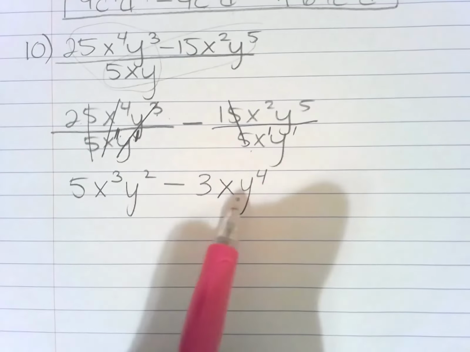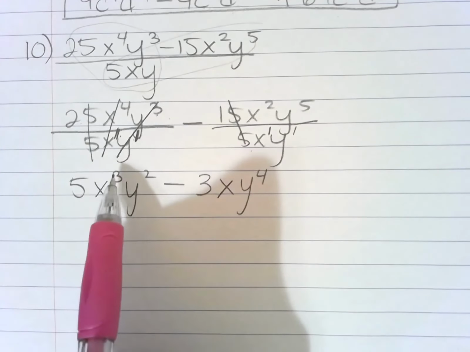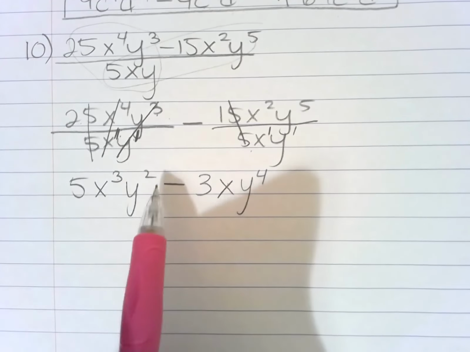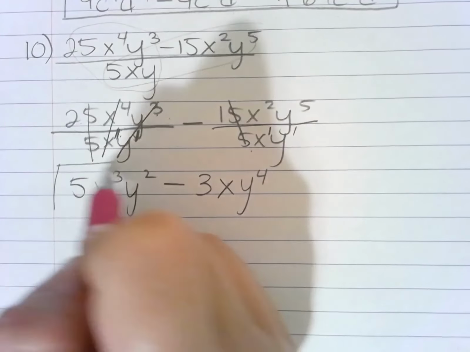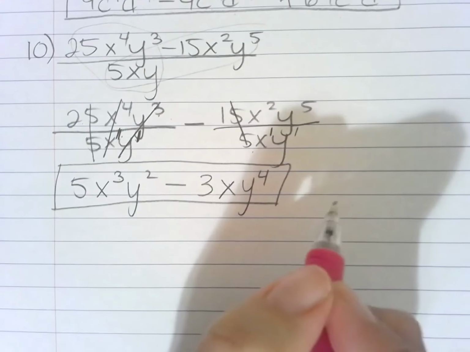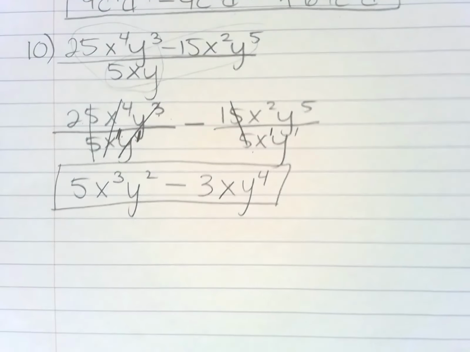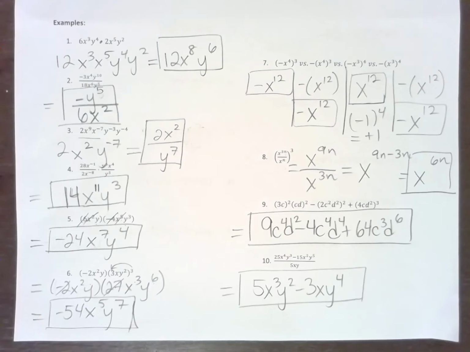Now, once again, we can't combine these because the x's have different exponents. This has a 3 and this has a 1, and the y's also have different exponents. So it would have to be the same exponents for both the x and the y for us to be able to combine that together. And that is my final answer. Okay, and here's all 10 answers.